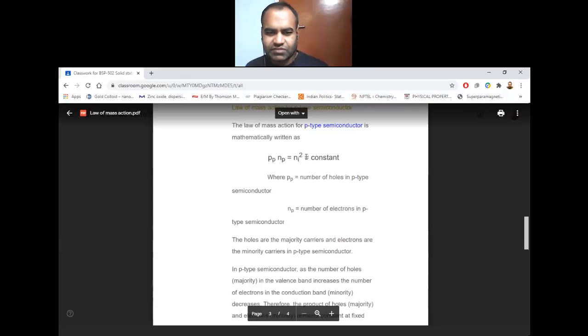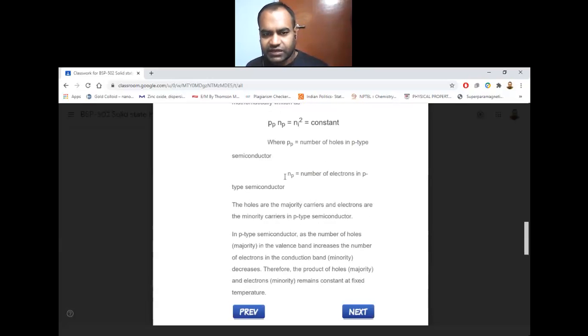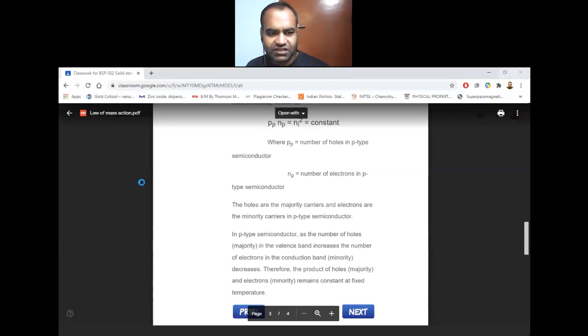So how can you write the law of mass action for p-type semiconductors? Pp Np equal to Ni square is equal to a constant. What is Pp? Number of holes in the p-type semiconductor. Np is the number of electrons in the p-type semiconductor. Here again these two p terms are there. Pp, the number of holes in the p-type semiconductor. This big P stands for the number of holes.